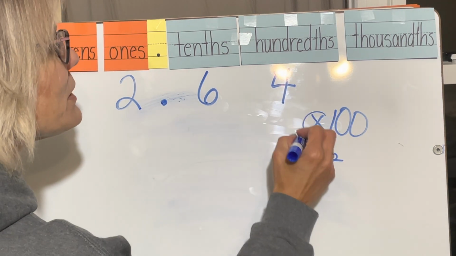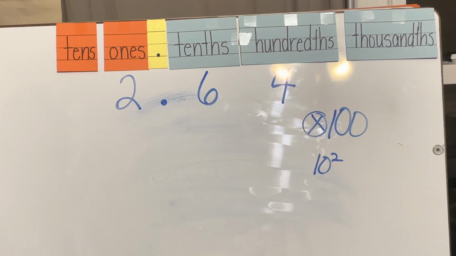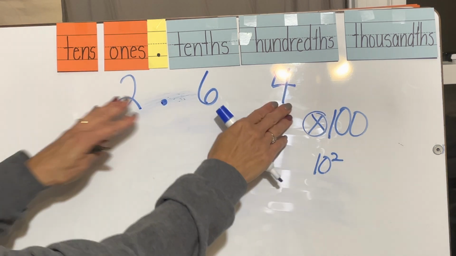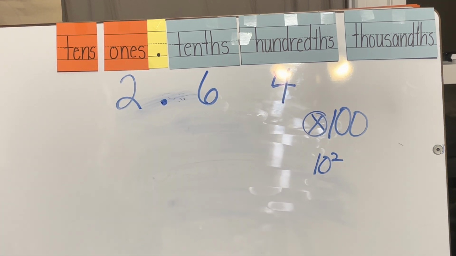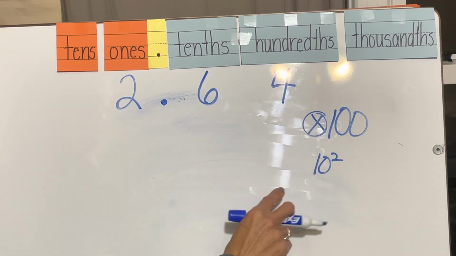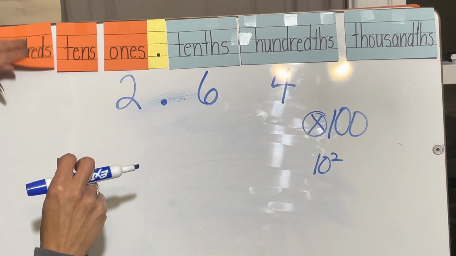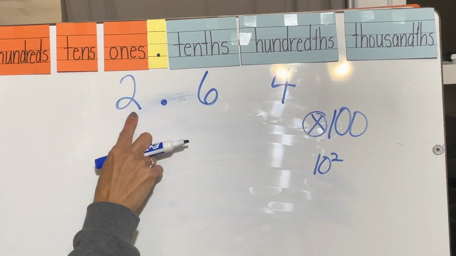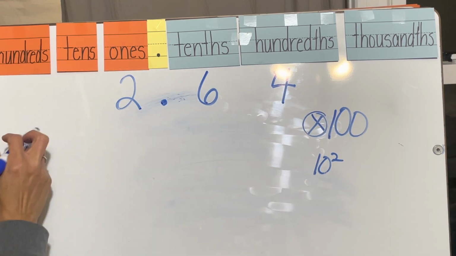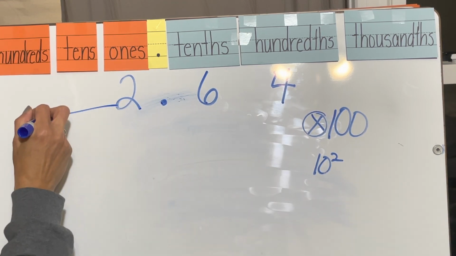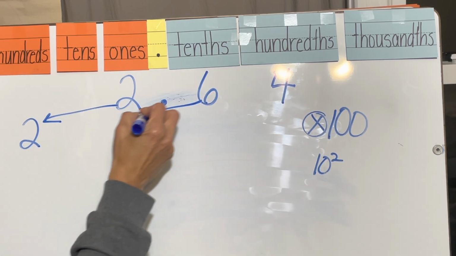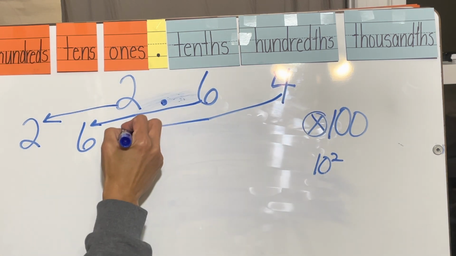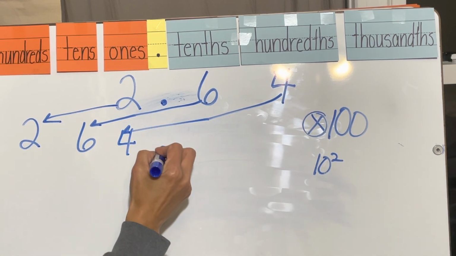We're multiplying, so we're going to make this number bigger. So we're going to move the decimal, or move these numbers, to the left to make the number bigger. We've got to move it 2 places. So let me flip my hundreds over here. I've got to move this 2 over 2 places, 1, 2, so it's going to go here. I'm going to move the 6 2 places, 1, 2. I'm going to move the 4 2 places, 1, 2. And my decimal still stays here.